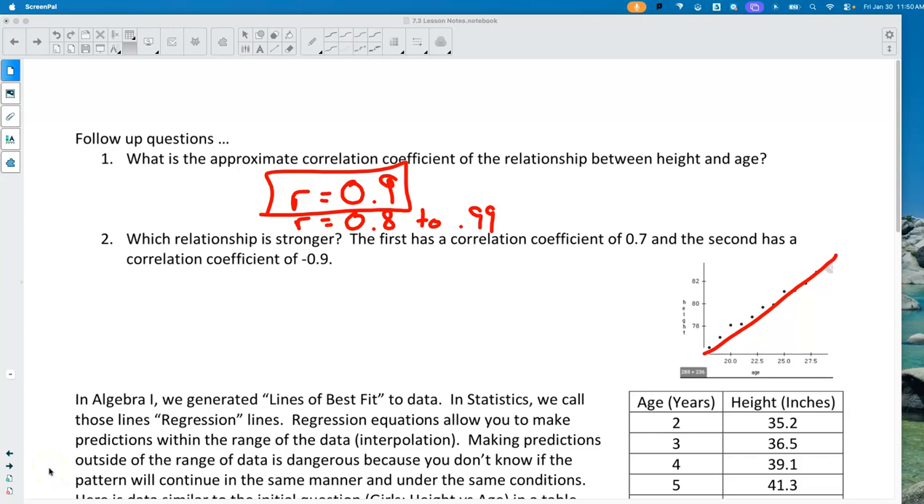Okay, continuing. So what's stronger? Negative 0.9 or 0.7? Negative 0.9 is stronger. So again, that negative doesn't matter. It's just what's farther away from 0. So that's what we got. So we're looking right there.